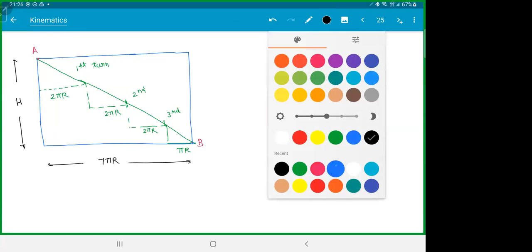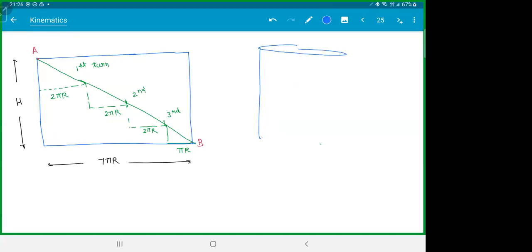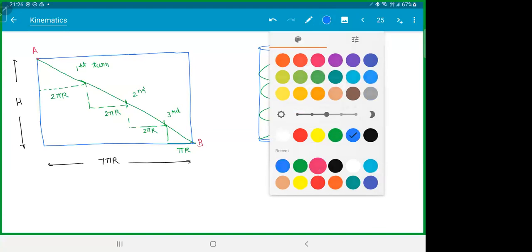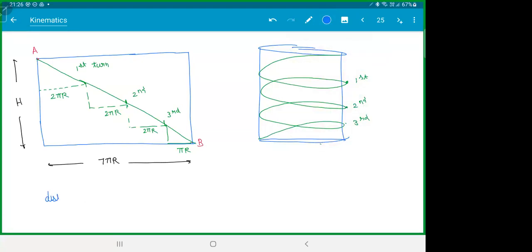So now if you fold this, this is the helix which we draw. So this is the first turn, this is the second turn, this is the third turn. Check. So the length of the green line is nothing but the diagonal of this rectangle. So distance will be root over h square plus 49 pi square r square. That's your answer.